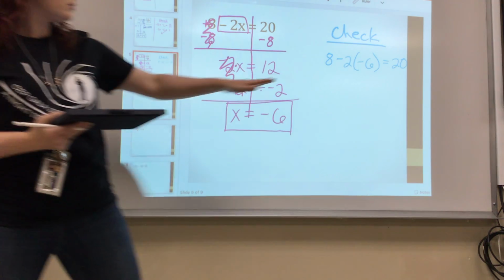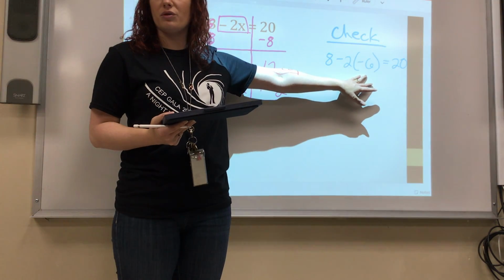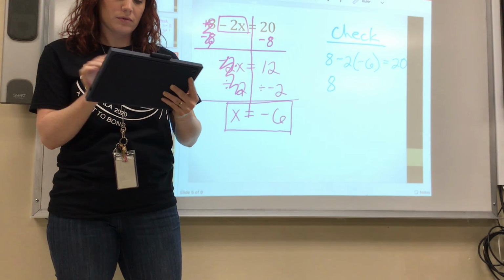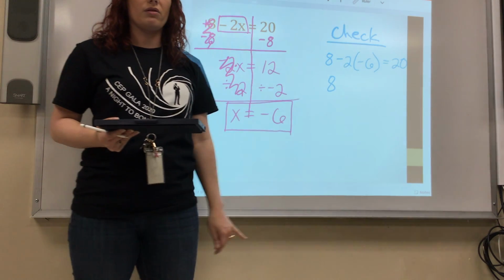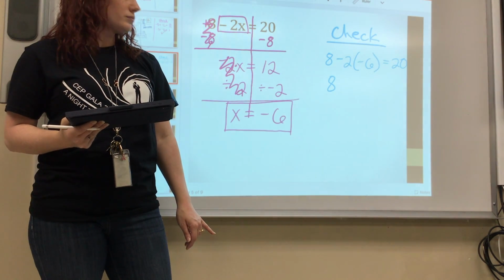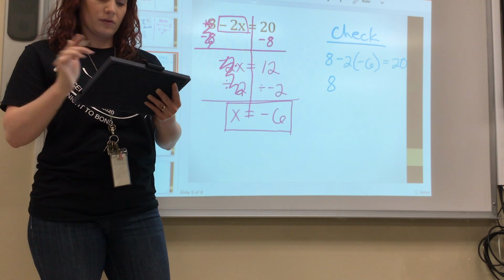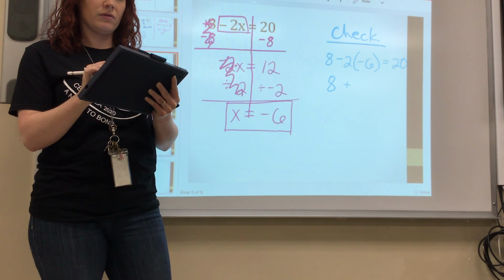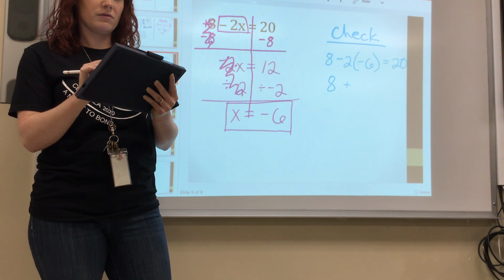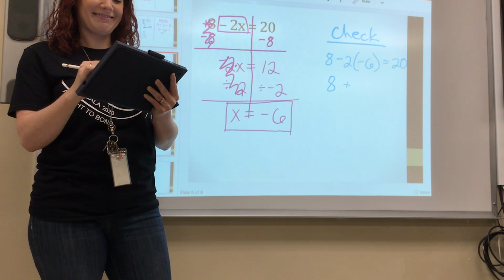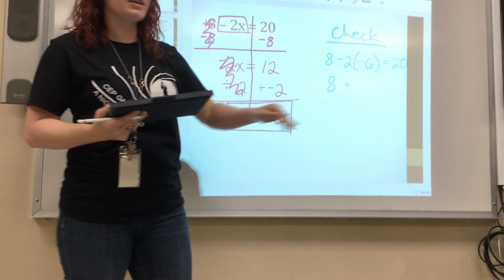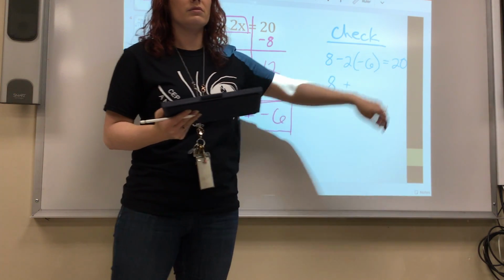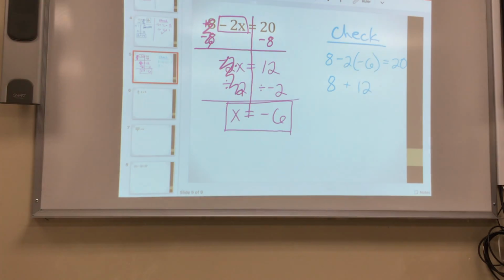So I would do multiplication first. Be careful of your order of operations. So 8, what's negative 2 times negative 6, Bailey? What's negative times negative? It's going to be positive. Yep. And 2 times 6. Oh, so positive 8. No, multiplication. 2 times 6. Oh. Multiplication. 12. There you go. 8 plus 12. Does 8 plus 12 equal 20? Yes. Perfect.